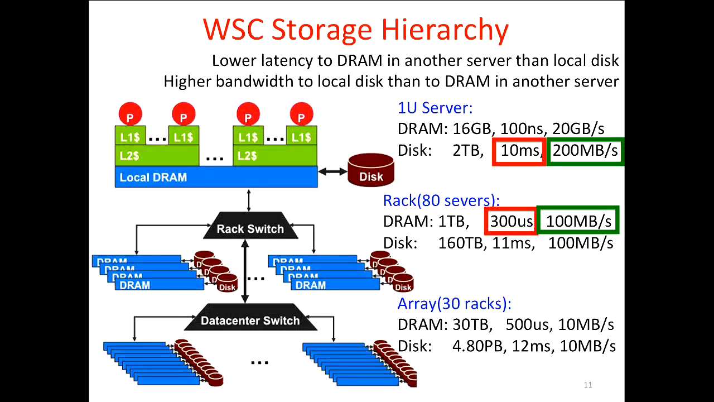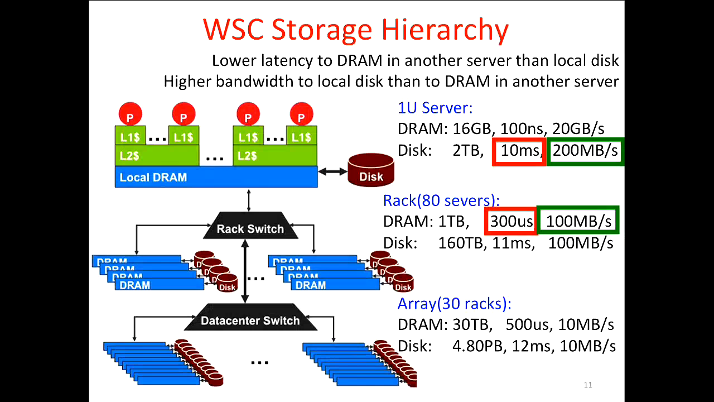Then this is the warehouse scale computer storage hierarchy. It's very similar, somewhat of an extension of the memory hierarchy of a single machine. You can see caches, local DRAM and disk here. Outside of a single server, you can see DRAM and disks in a rack. And outside this rack, you can also access DRAM and disks in an array.